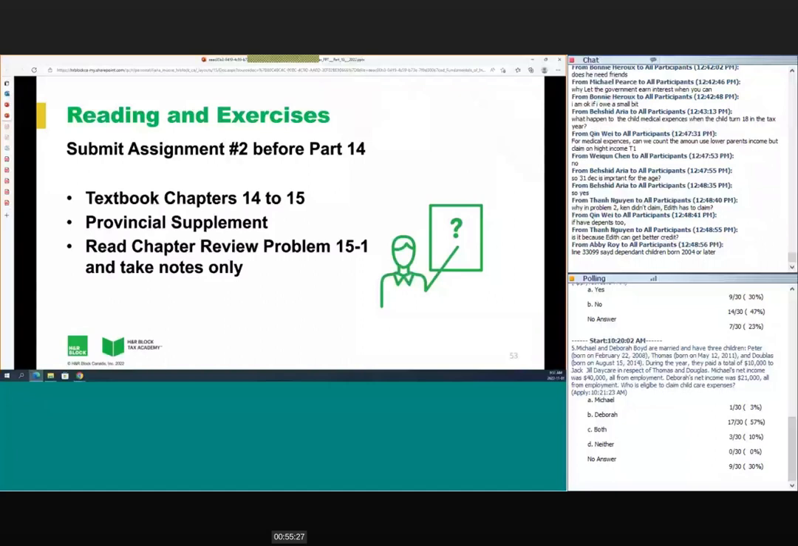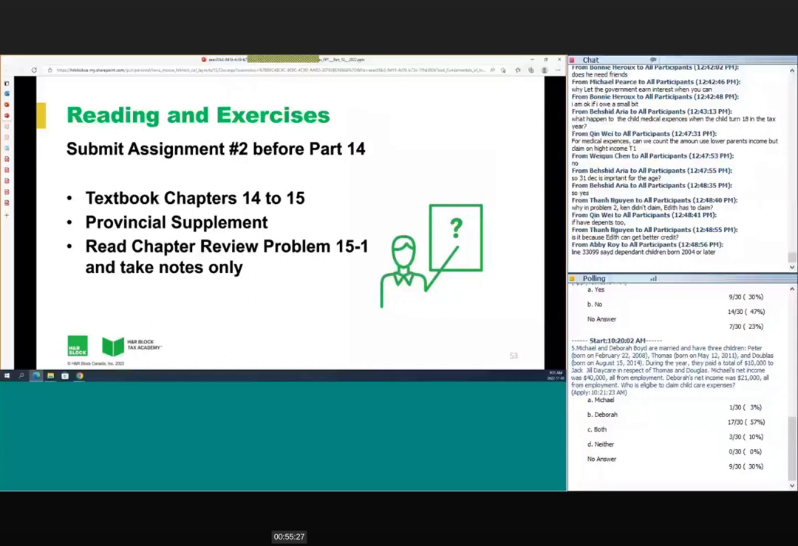So for Thursday, we're going to read the textbook chapters 14 and 15. There's hardly anything in 14. It's just about some tax changes. Chapter 15 is all about the admin, and it's all about doing adjustments, and there's a fabulous problem. This is my absolute favorite problem in this whole textbook. I love it. We're also going to be discussing the provincial supplement.